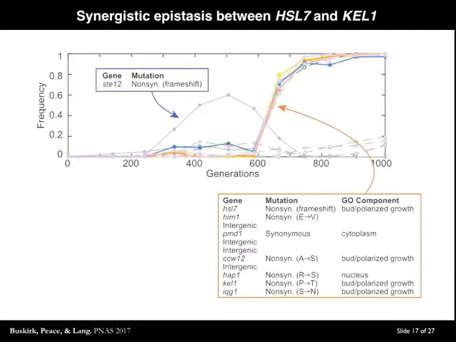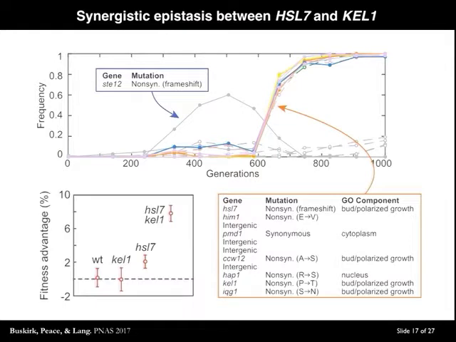Interestingly, if we start looking at what mutations were in this cohort, we'll again see what I just showed you on the previous slide, HSL7 and KEL1. We'll also notice that there's an enrichment for non-synonymous mutations in genes that all localize to a similar place in the cell. This is actually the first time we've seen some biological function enrichment in these cohorts of mutations. And so we went in and made the specific reconstruction of all of these mutations.